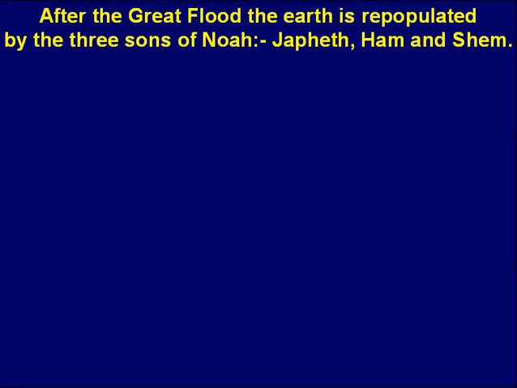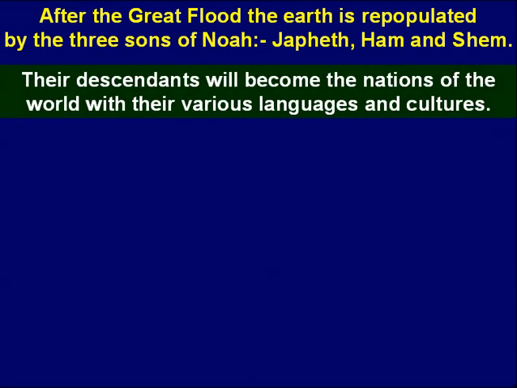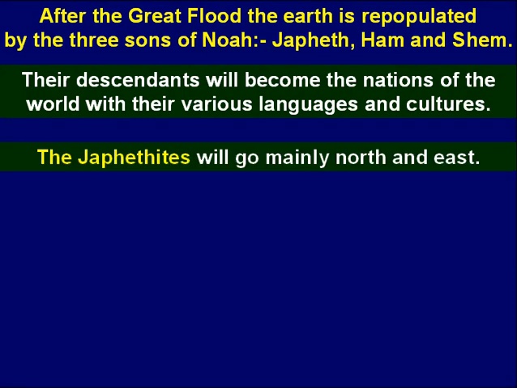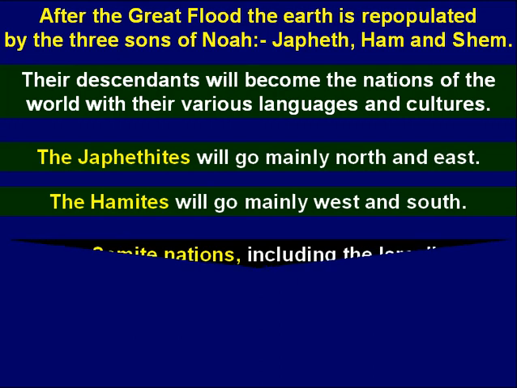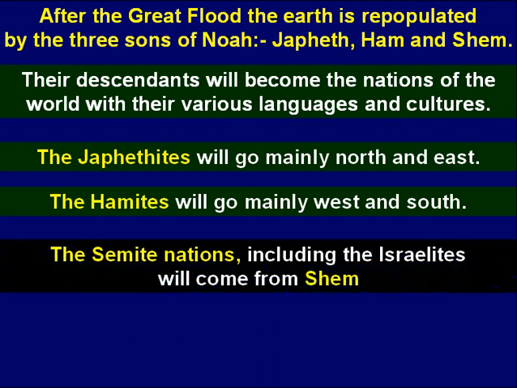After the great flood, the earth was repopulated by the 3 sons of Noah: Japheth, Ham, and Shem. Their descendants will become the nations of the world with their various languages and cultures. The Japhethites will go mainly north and east. The Hamites will go mainly west and south. And the Semite nations, including the Israelites, will come from Shem.